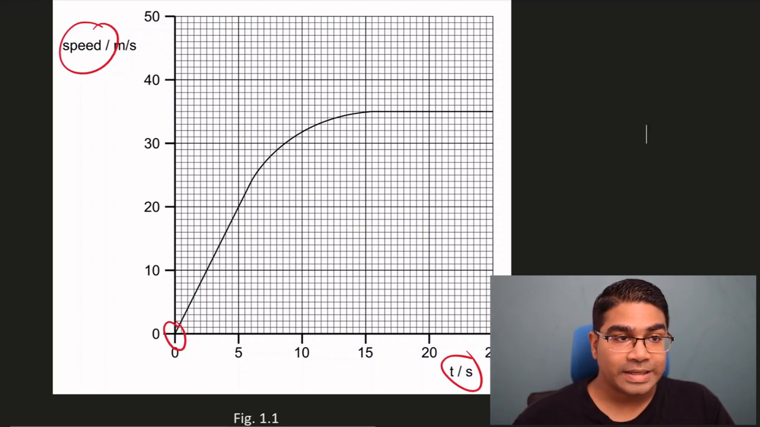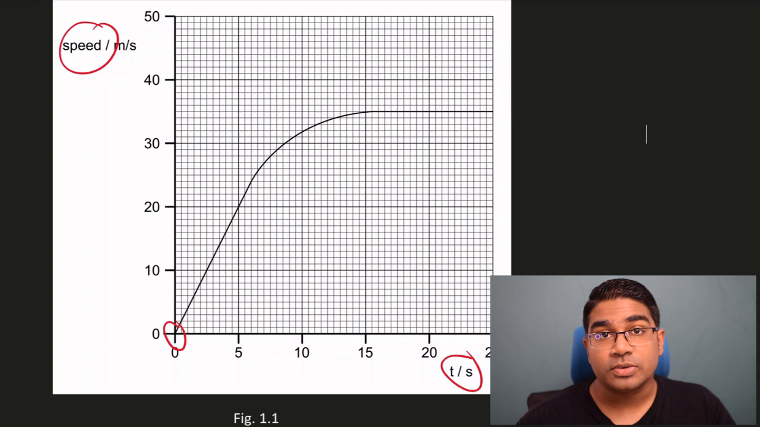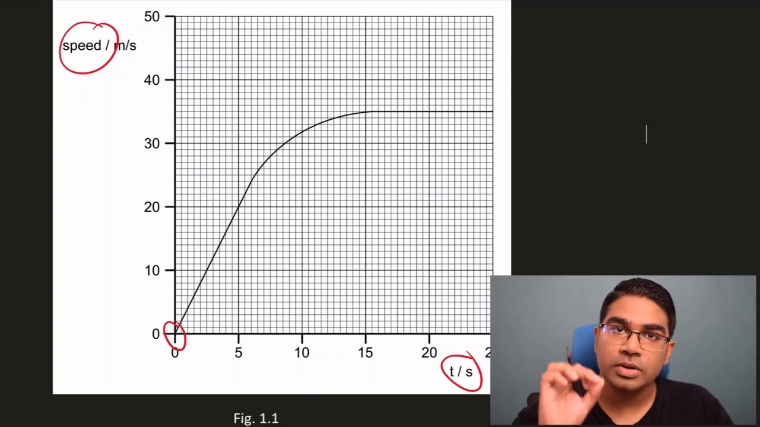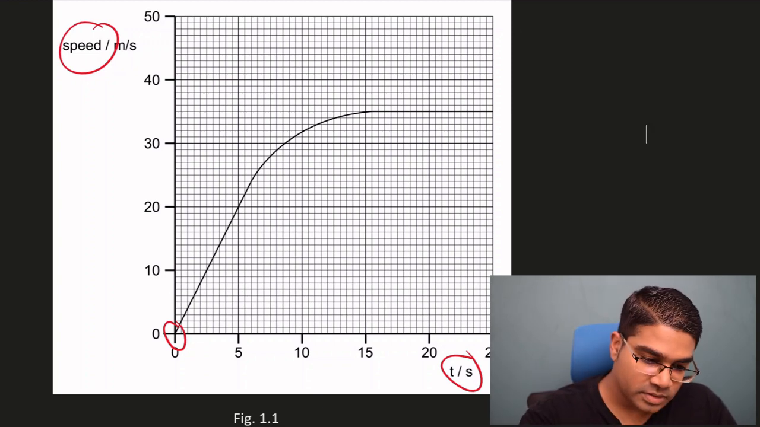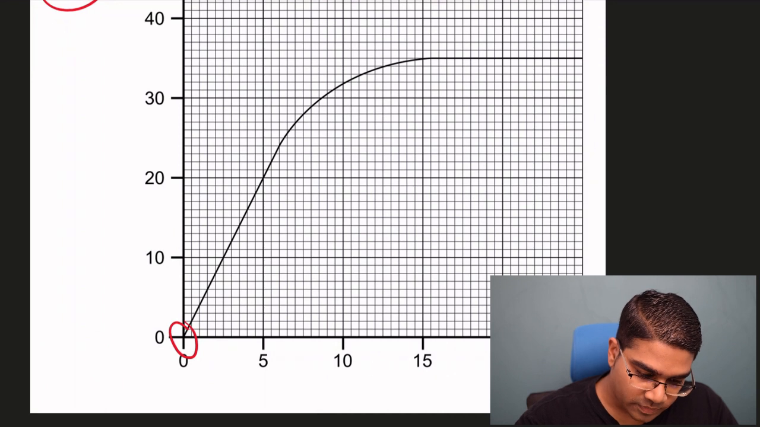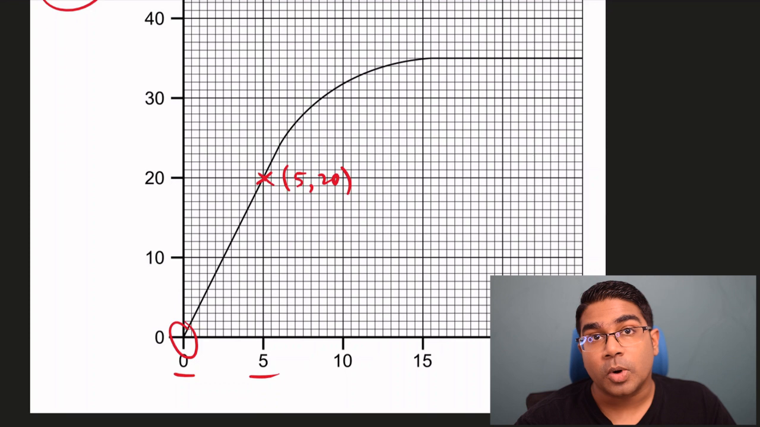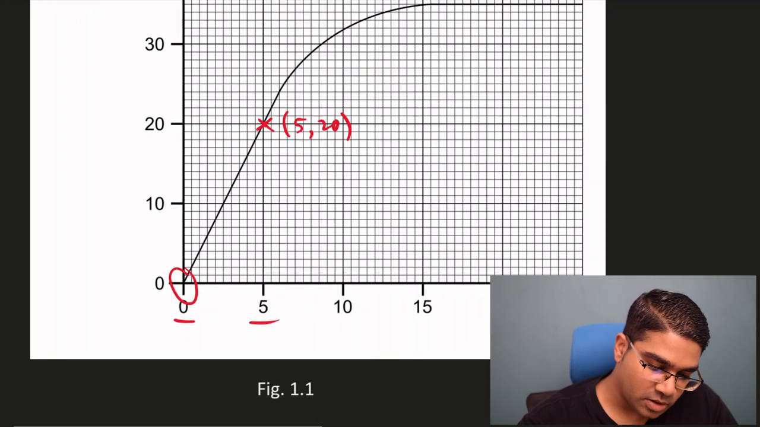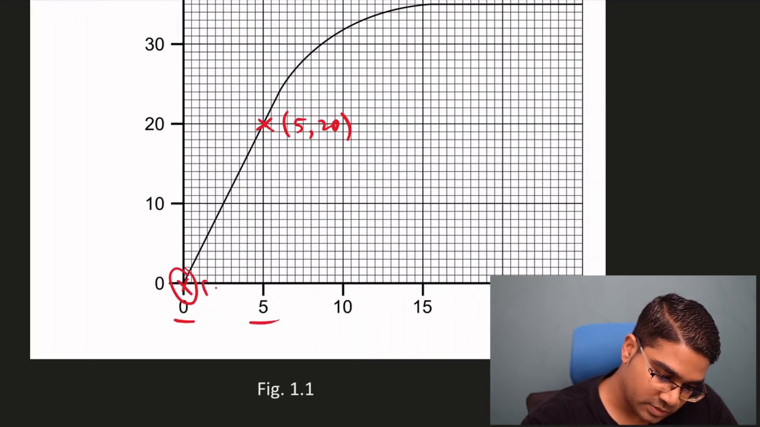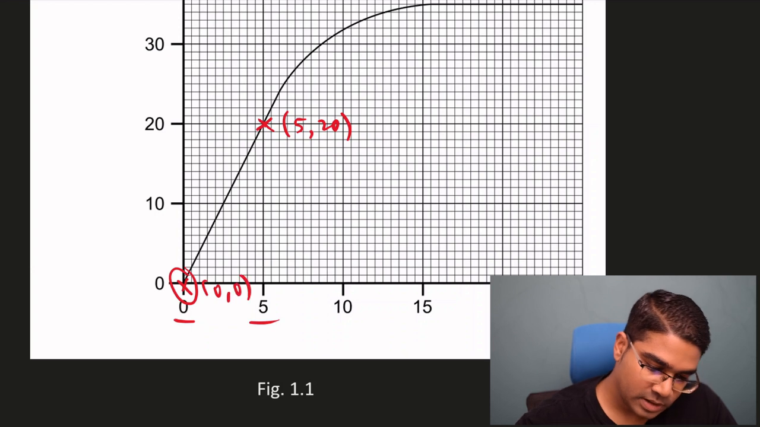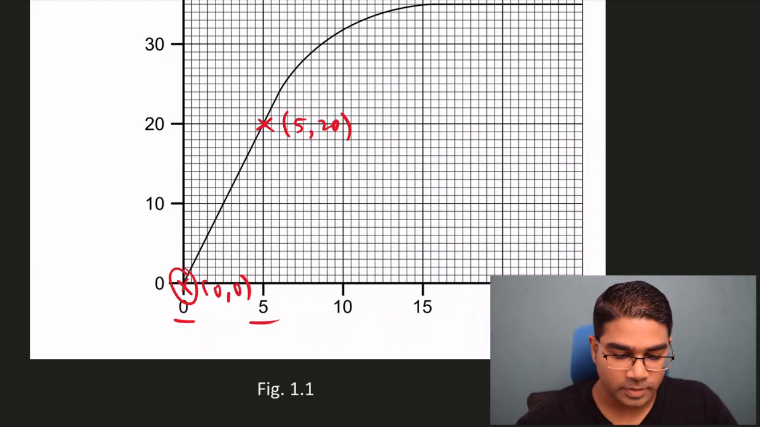So first, when we are looking for gradient, I always advise my students to mark the points that we are going to use on the graph first. So they want from 0 to 5. So let's mark this point first. So this point here is (5, 20). This way you will avoid careless mistakes. And of course the other one is the origin. So origin is (0, 0). These are the 2 points that we're going to use to find our gradient.